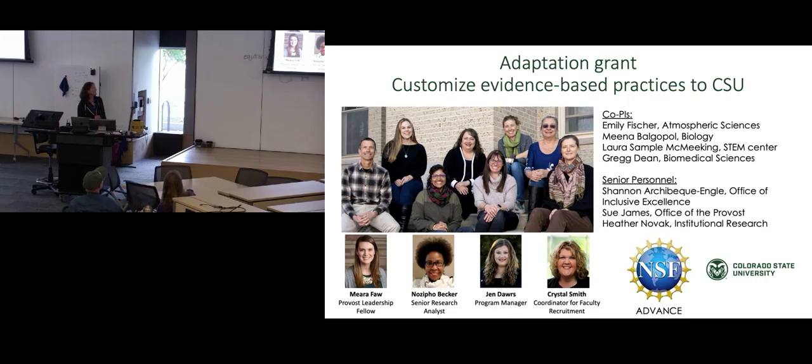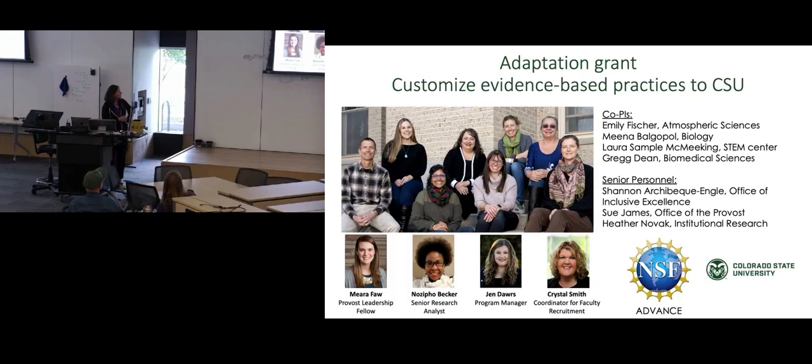These are customizing evidence-based practices from all the institutional transformation grants, where social scientists studying how universities work were figuring out good ways to do things. They've already done a bunch of that. And now we can take those practices and customize them to the different universities that get the grants.